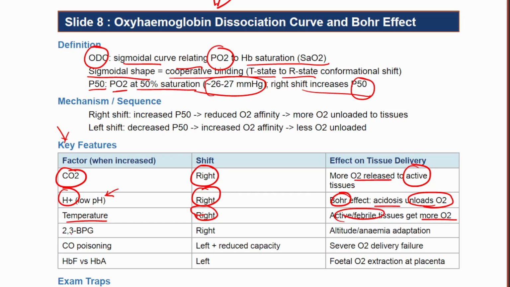An increase in 2,3-BPG shifts the curve to the right, serving as a critical adaptation during chronic altitude or anemia. Carbon monoxide poisoning causes a left shift, combined with a reduced carrying capacity, causing severe oxygen delivery failure. Fetal hemoglobin F versus hemoglobin A represents a characteristically left-shifted curve, optimizing fetal extraction at the placenta.